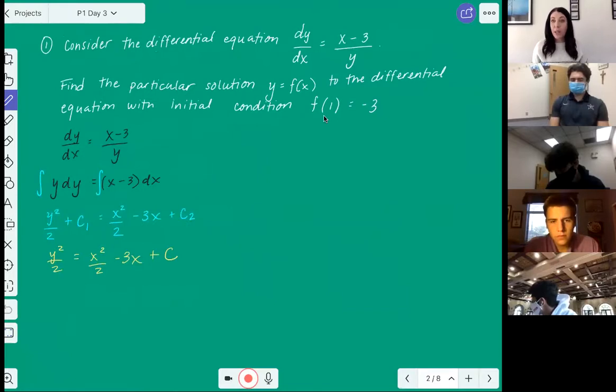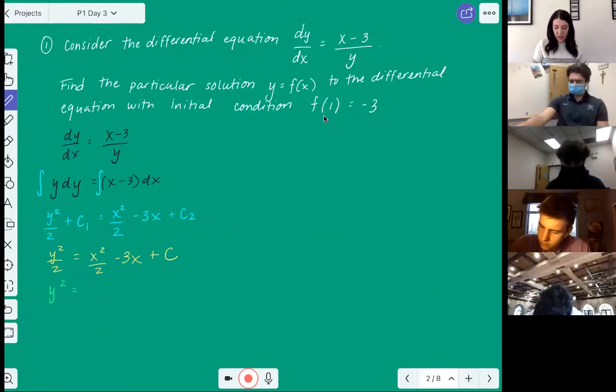Okay. All right. From here, our next step is to isolate. So we're going to isolate Y. To isolate Y, this is just some algebra stuff. We're going to multiply the 2 over. So when I multiply the 2 over, I get Y squared equals, well, 2 over 2 cancels. So I get X squared minus 3 times 2 is 6X.